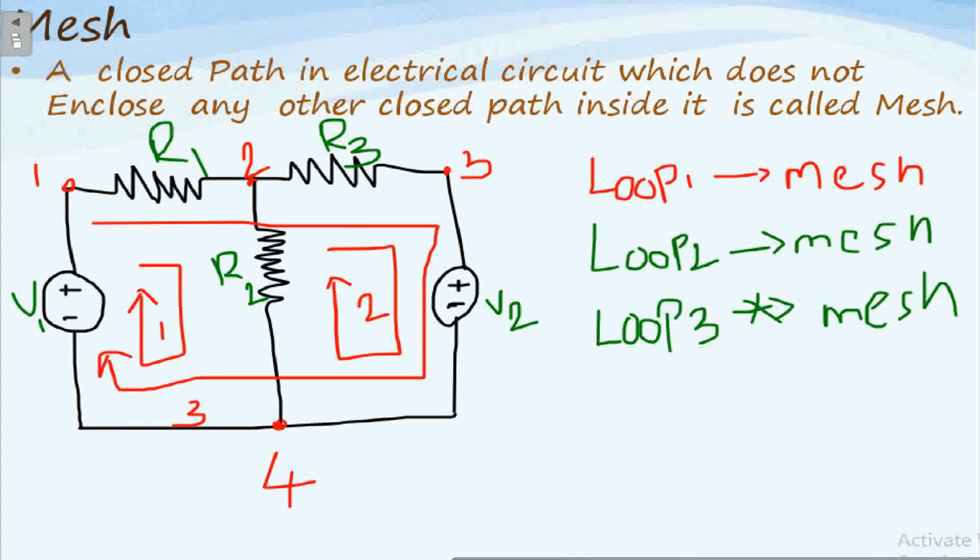So with this we have completed the concept of loop, mesh, node and branch. In the next class we will see voltage division and current division.